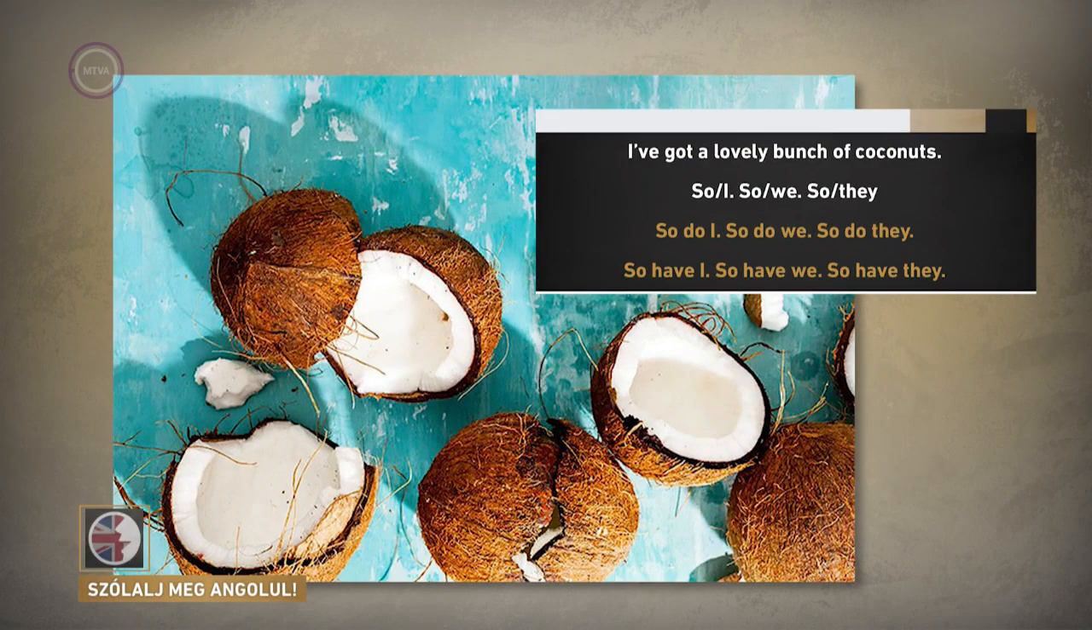I've got a lovely bunch of coconuts. So I, so we, so they. So do I, so do we, so do they. So have I, so have we, so have they.